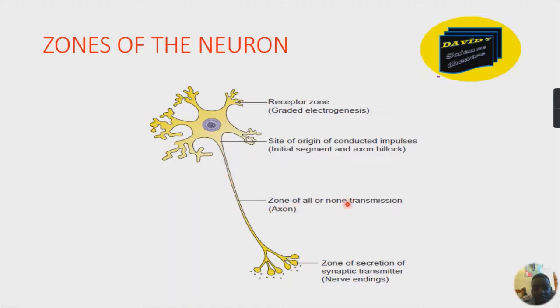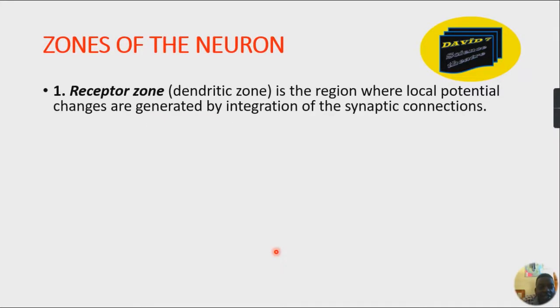Then the axon forms the zone of all or none transmission. At this point, you either transmit or do not. Okay, all or none transmission. Then the last part, the terminals, are the zone of secretion of the synaptic transmitter, and this forms the nerve endings. Okay, so if I can just go through them, the receptor zone or dendritic zone is where the local potential changes are generated by integration of synaptic connections. You can find that a couple of presynaptic knobs are converging, and they're sending several neurotransmitters which will generate local potentials within the dendritic zone.